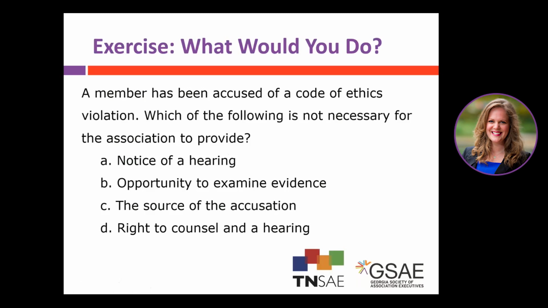But the first question is, what would you do? And I have to put a caveat that the question is, what would you do if you were answering this on the CAE exam, which we all know is just a smidge different. So a member has been accused of a code of ethics violation. Which of the following is not necessary for the association to provide? A, notice of a hearing. B, opportunity to examine evidence. C, the source of the accusation. Or D, right to counsel and a hearing.